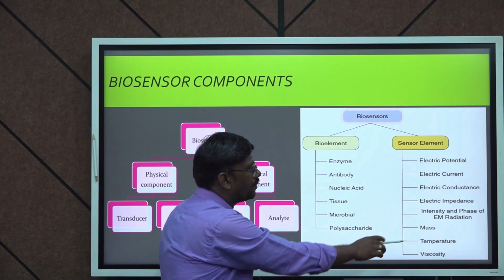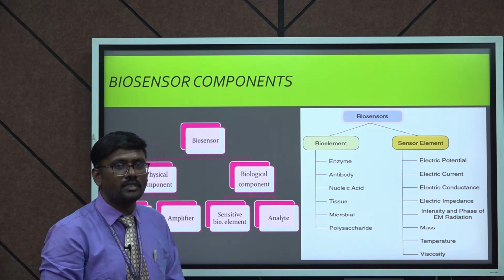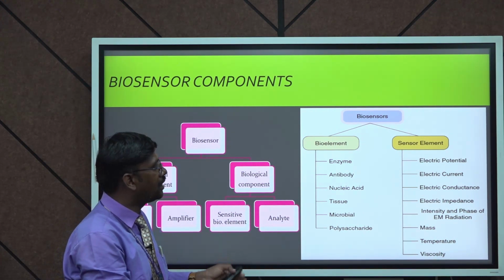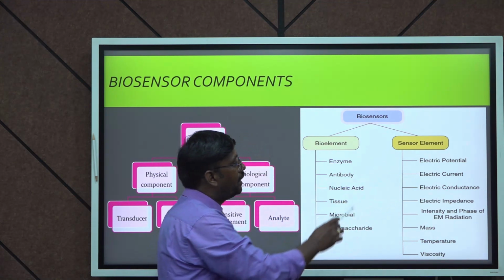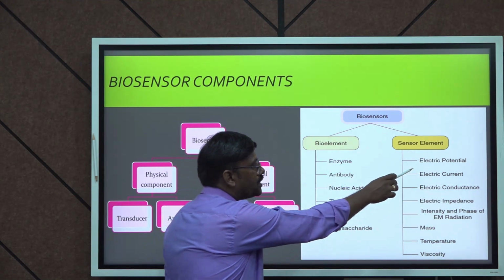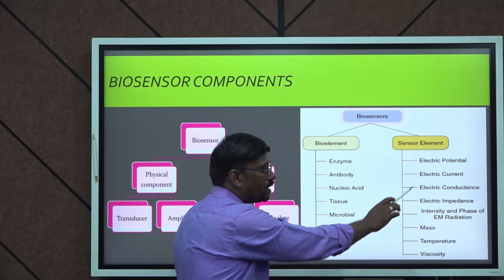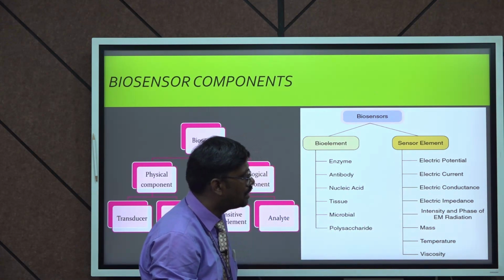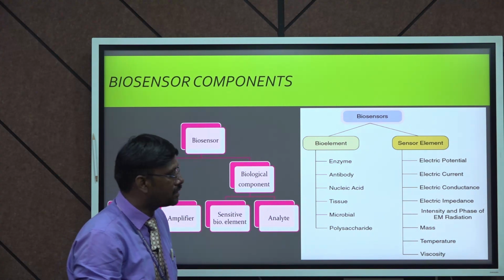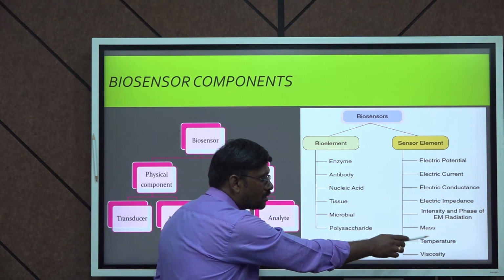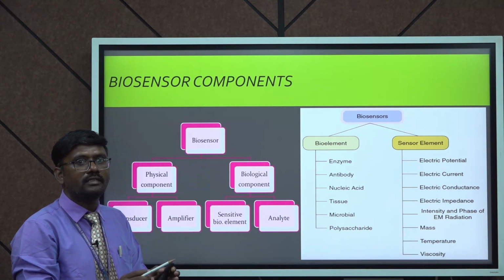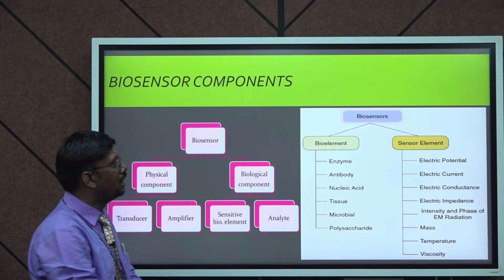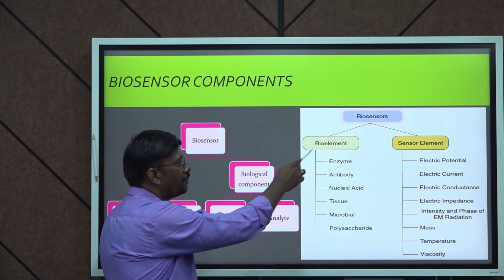Similarly, for the sensor elements, there are different principles involved in sensing the biological elements. You can use the electric potential difference in the bioelements as a sensor, or electrical current, electrical conductance, electrical impedance, intensity of radiation, as well as the difference in mass, temperature, or viscosity. Any of these can be taken as the principle of the test, and you could measure any of the bioelements.